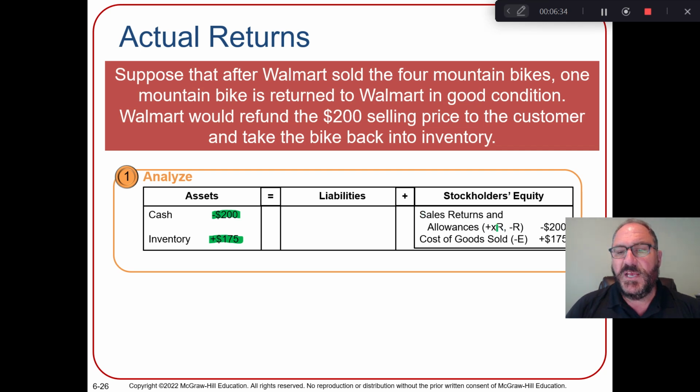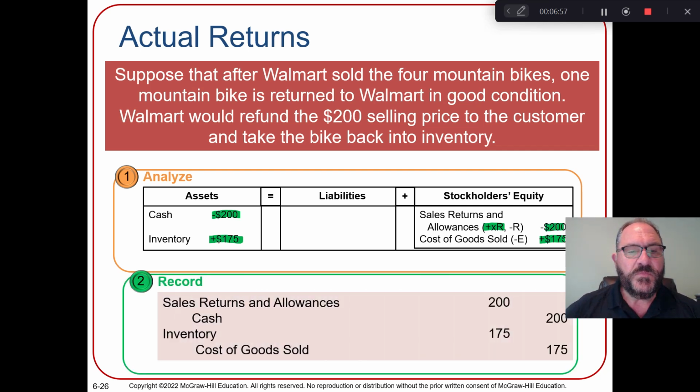By the way, see this XR here? That's contra revenue. So it's lowering revenue by $200. And cost of goods sold is their cost of goods sold. They're lowering their cost of goods sold as well, because remember, now that cost of goods sold they had before, they're lowering it to put it back. So basically, you're reversing the part. Okay. So here you go, sales return and allowances.